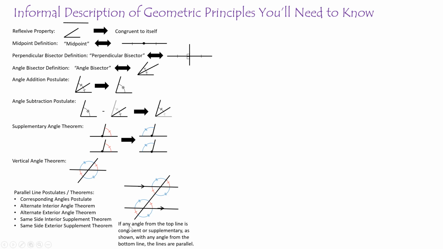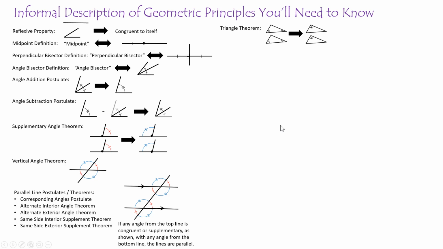Now, the principle works both ways. If you know an angle from the top line that's shown here is congruent or supplementary, as shown, with any angle on the bottom line, then you can prove that the lines are parallel. So it goes the other way. You know something about the top, you know something about the bottom, and it fits this pattern, then you know the lines are parallel. Okay, so the next set of principles are all about triangles.